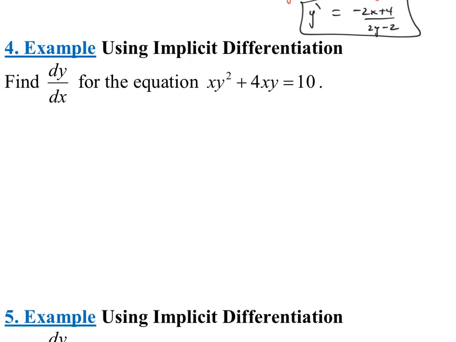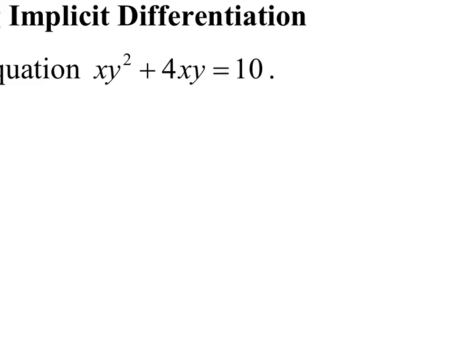It says example 4. Find dy dx, again y prime, for the equation xy squared plus 4xy equals 10. I see a lot of product rules we have to do here, so this one's going to be a bit messy. Hang with me. We're going to do each part at a time. All right, so we have xy squared plus 4xy equals 10. Let's do each piece at a time.